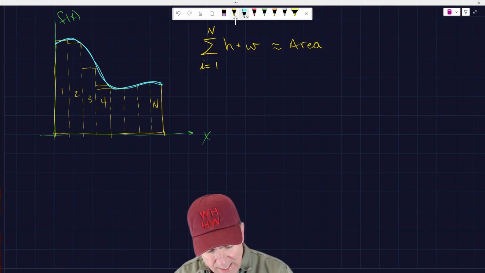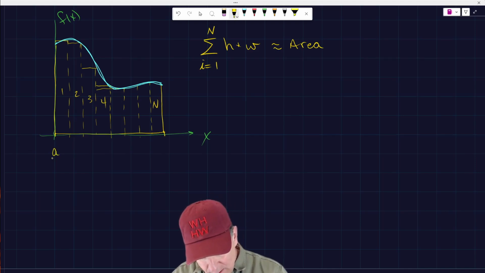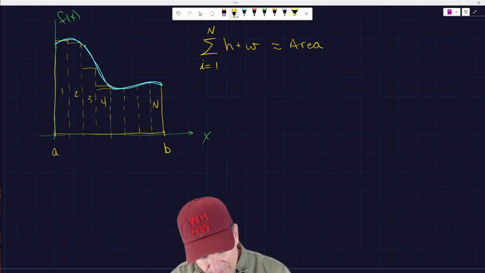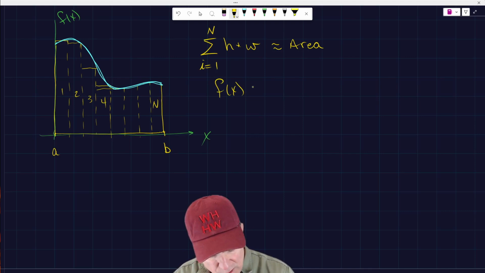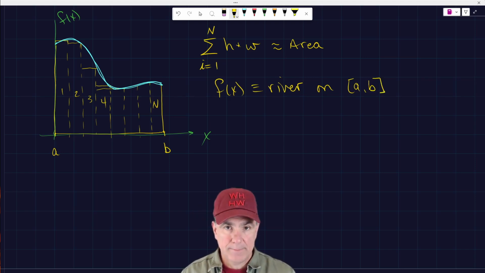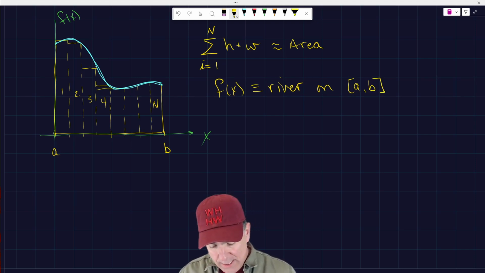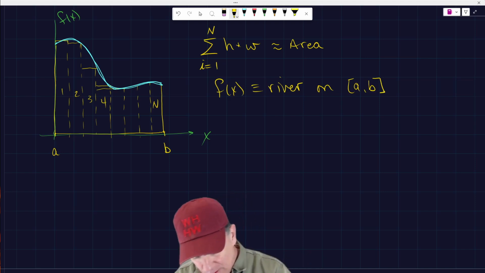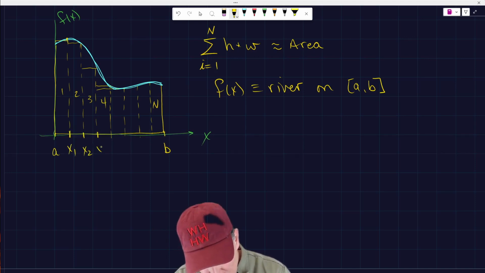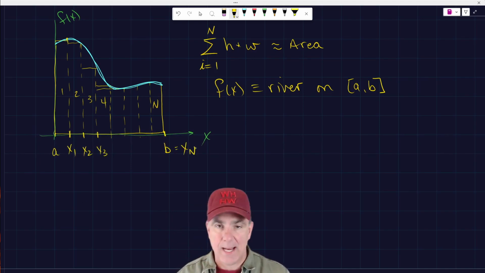And what I'm going to do then is take from a to b as my function. So I have some interval, and I'm going to call the function f of x. So I have f of x, which is really the river, on some interval a to b. And what I'm going to do is look at the height of each of these. So here, let me chop this up and call this x1, and call this point x2, and call this point x3, all the way over here to b, which is the same as x capital N.